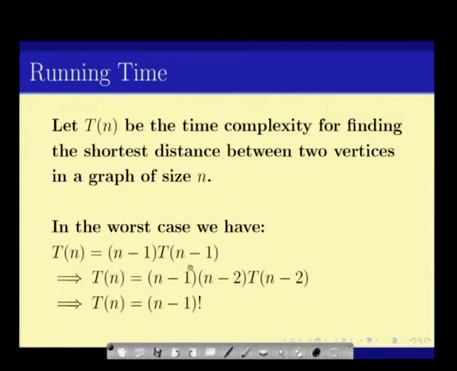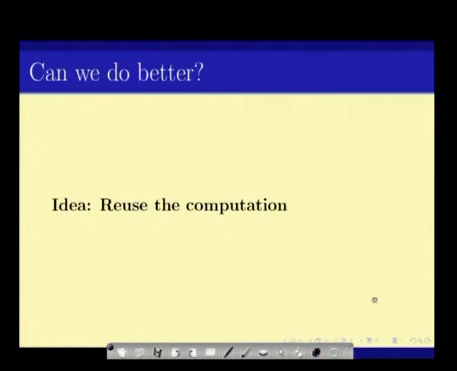So, it is n minus 1 times T(n minus 1), and if you do it again, this is n minus 1 times n minus 2 times T(n minus 2), and you keep on doing it, it is n minus 1 factorial. So, the run time of this algorithm that I described is (n minus 1) factorial, not good at all. You can prove that this object is bigger than 2 to the power n. It is a massive number. So, can we do better?